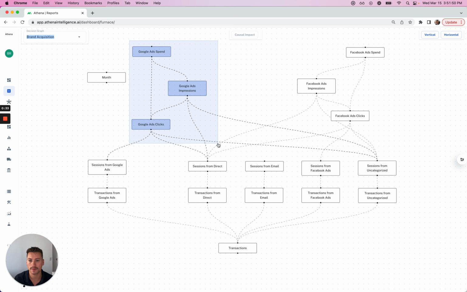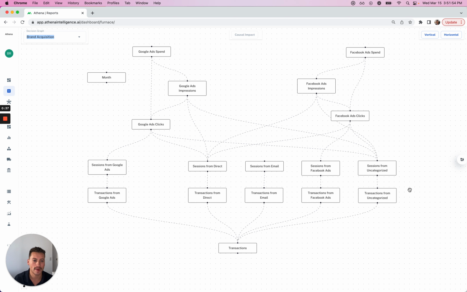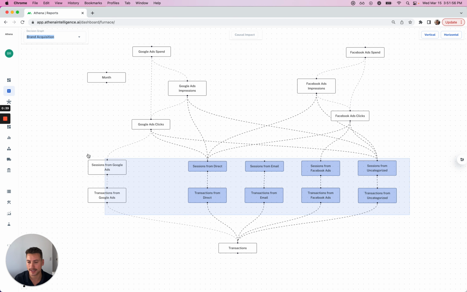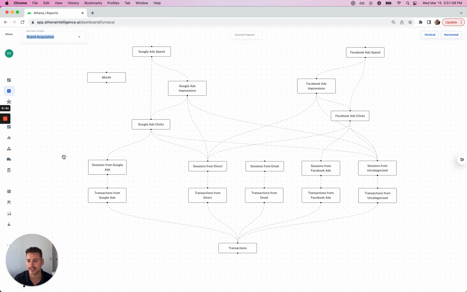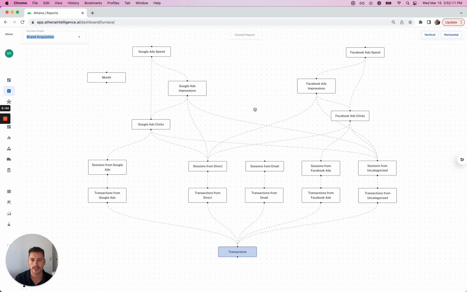In this example, we're looking at a brand acquisition workflow in which this brand is looking at two platforms, Google Ads as well as Facebook ads, and trying to determine, A, how they're impacting web analytics directly through sessions and furthermore through transactions. And then at the end of the entire funnel, we're actually looking at how many orders or transactions are being driven through various pieces of the pipeline.